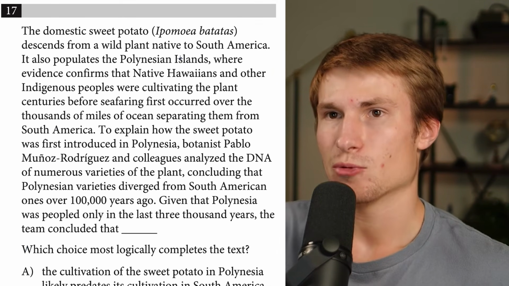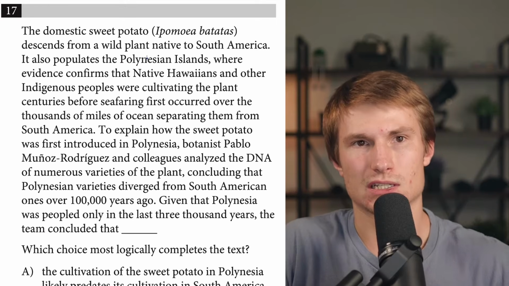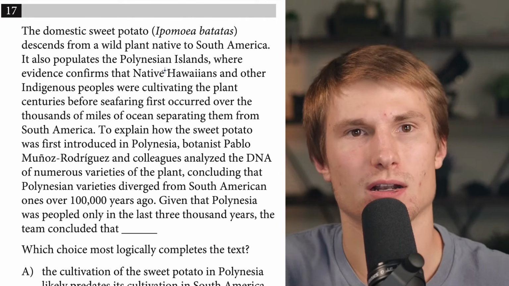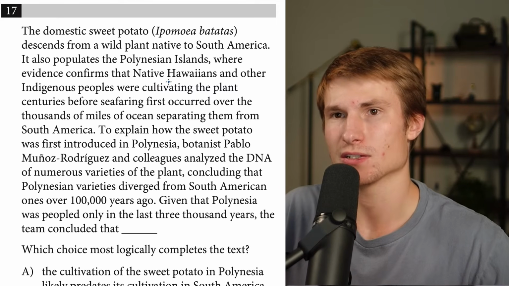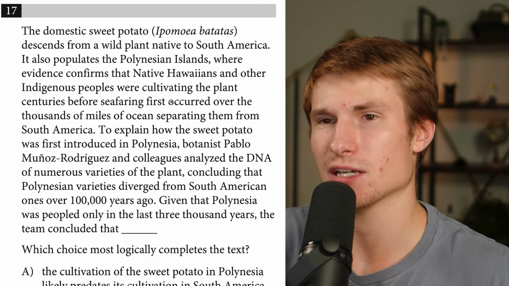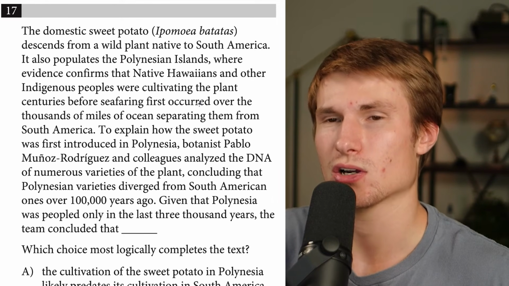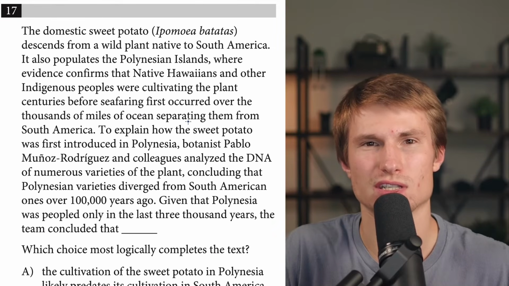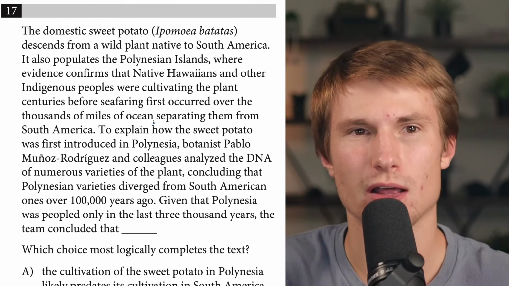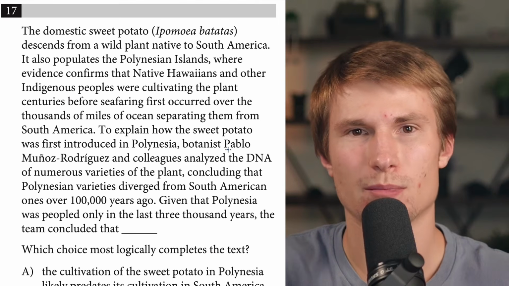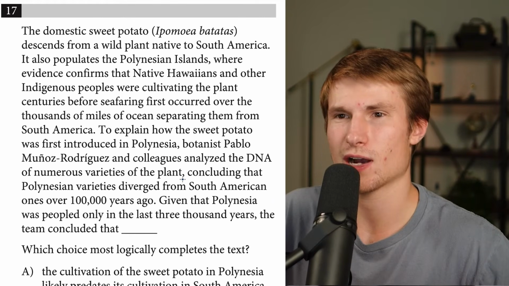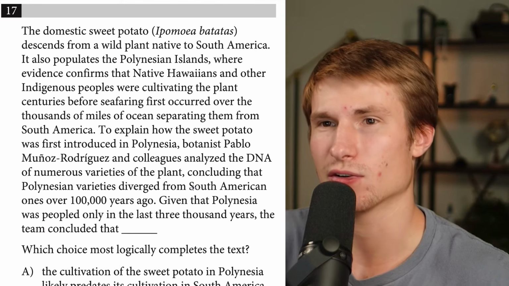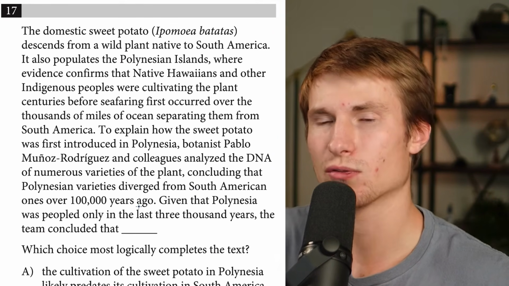Question 17. The domestic sweet potato, Ipomoea batatas, descends from a wild plant native to South America. It also populates the Polynesian islands, where evidence confirms that native Hawaiians and other indigenous peoples were cultivating the plant centuries before seafaring first occurred over the thousands of miles of ocean separating them from South America. To explain how the sweet potato was first introduced in Polynesia, botanist Pablo Muñoz Rodríguez and colleagues analyzed the DNA of numerous varieties of the plant, concluding that Polynesian varieties diverged from South American ones over 100,000 years ago.